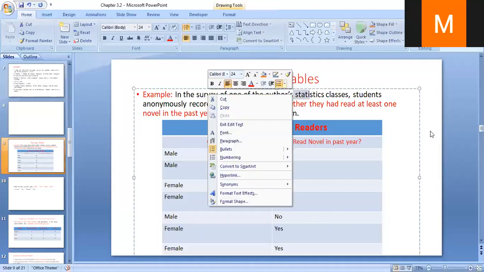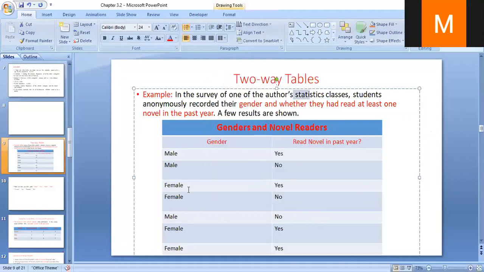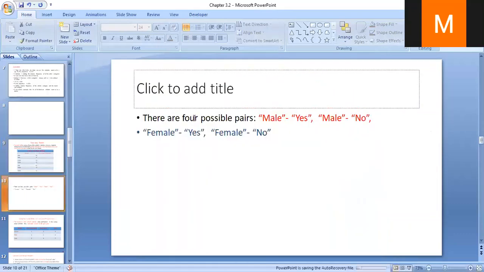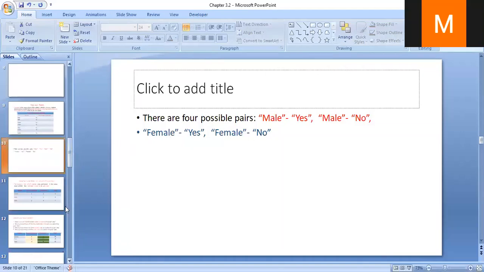That means in the table we have male and female, and some males say yes, some males say no, some females say yes, some females say no. This is what you call a two-way table. For example, the variables are gender, male and female, and the answer is yes or no. It's written in the book. So you have 4 patterns: male say yes, male say no, female say yes, female say no. That's it, called the two-way table.